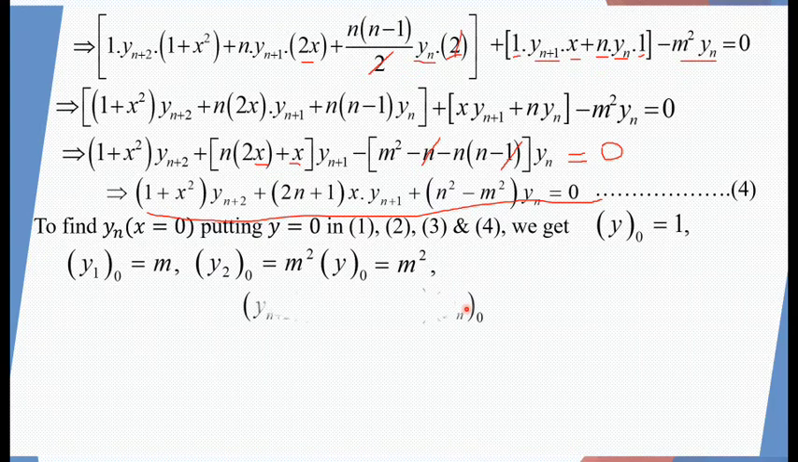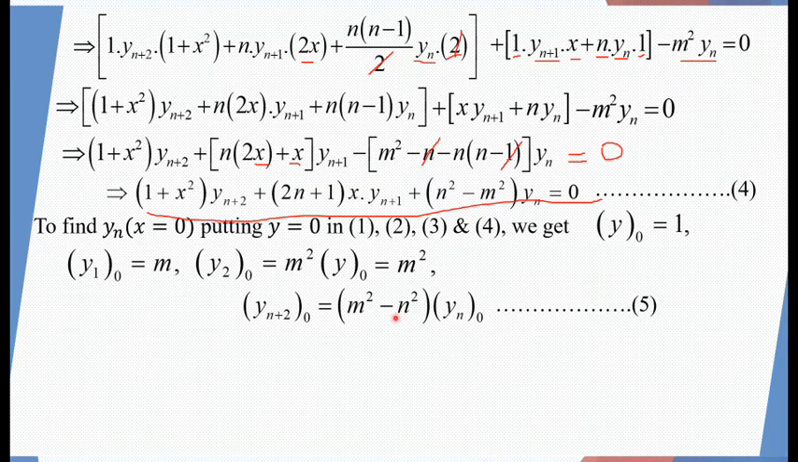So now putting x equals to 0 in equation number 4, we get y(n+2)(0), this function will be 0, and it is n square minus m square yn(0). And when we take it into the right hand side, then it will be minus (n square minus m square), or taking minus inside, it will be (m square minus n square) yn(0). Let it be equation number 5, and this is known as the recurrence relation.